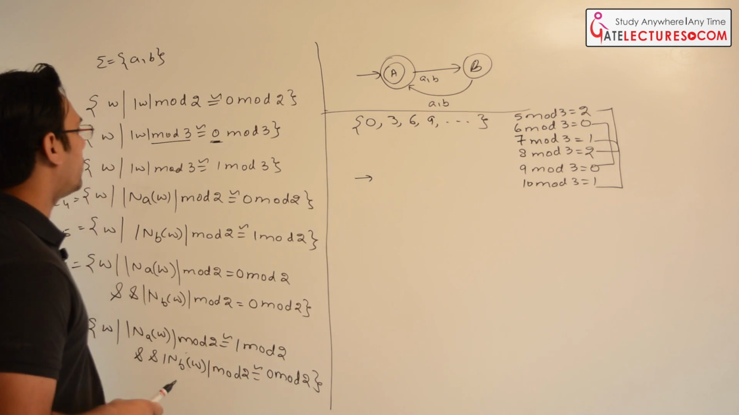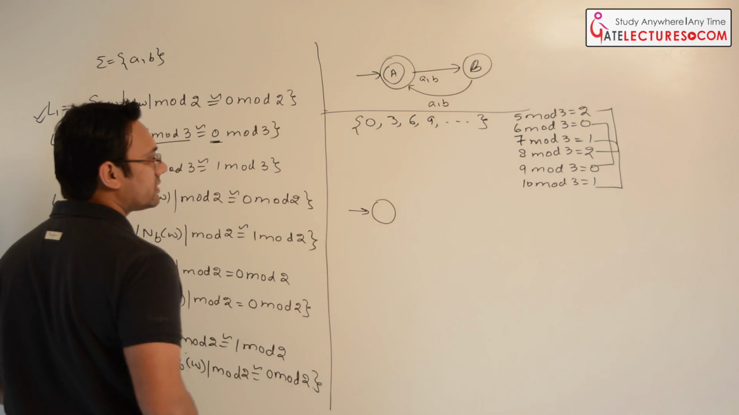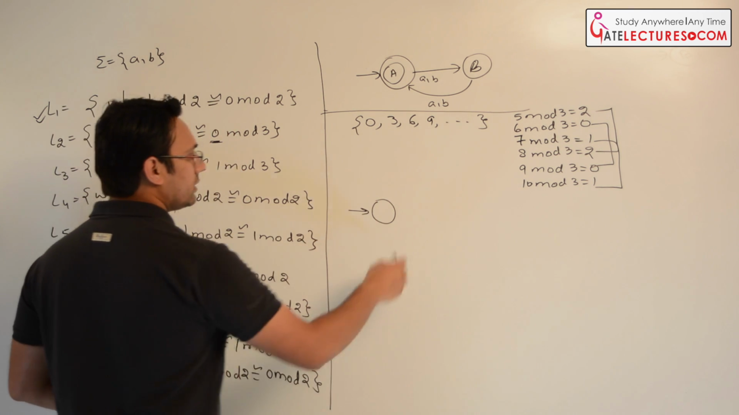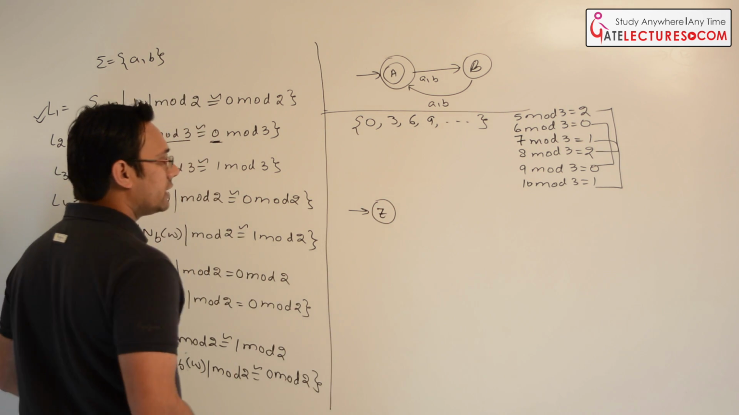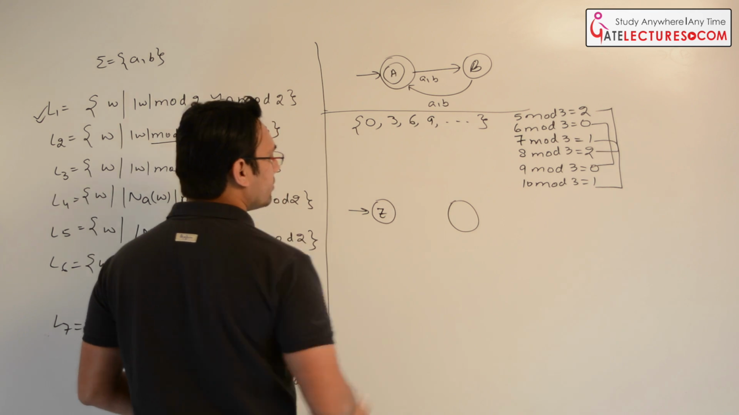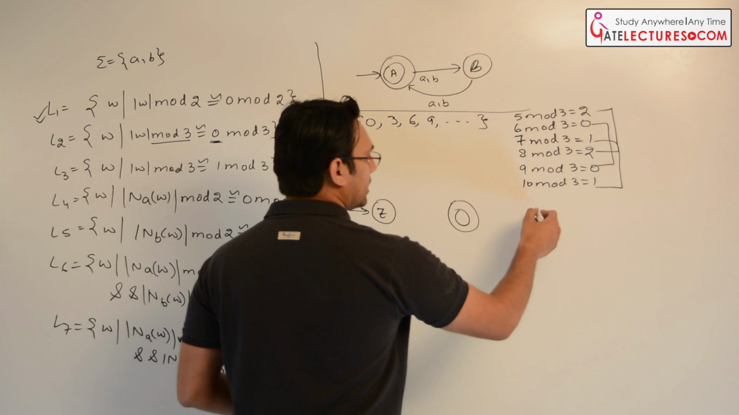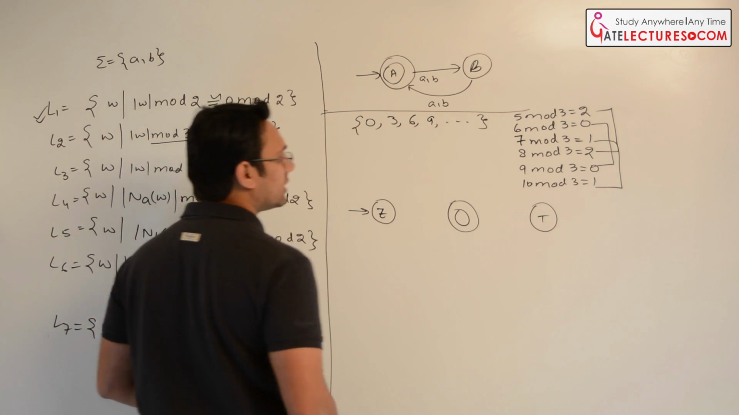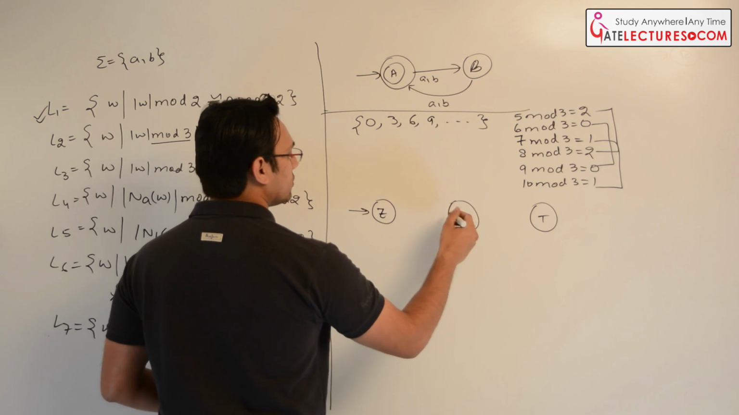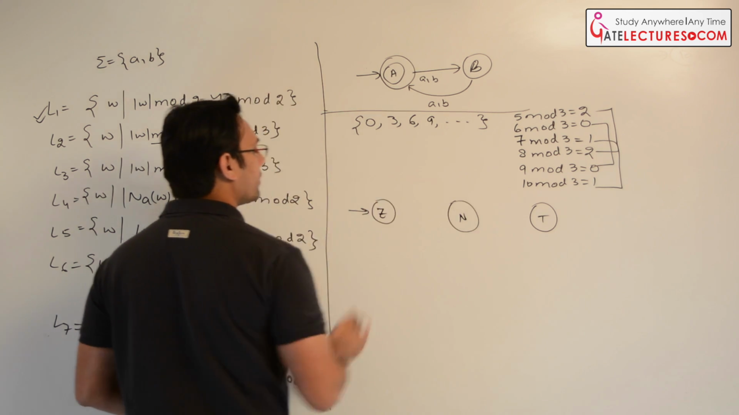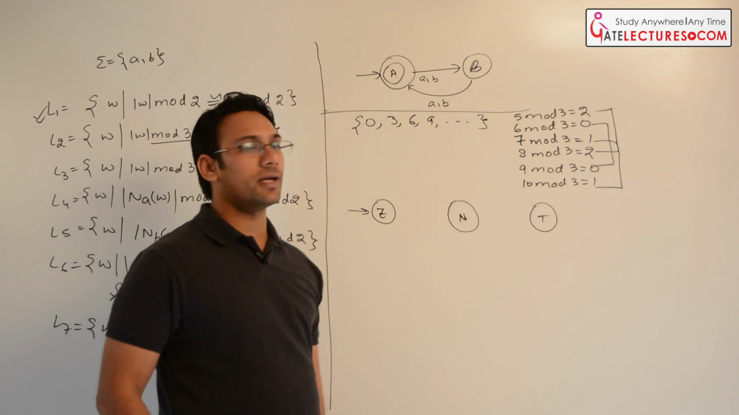Okay, so what are the states here? We have a state representing a remainder 0. Let me just call this state Z. This state is representing the remainder 1. Let us say this state is O. And this state is representing a remainder 2. Let us say this state is T. So this is going to confuse you, so make it 1 now, O N E, so make it N. Okay, so this state is representing 0, this state is representing 1, and this state is representing 2.